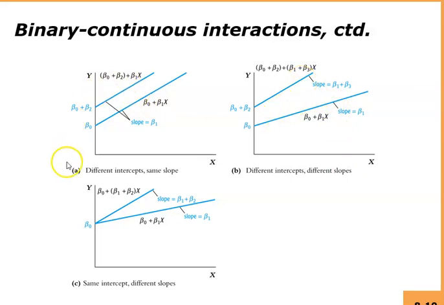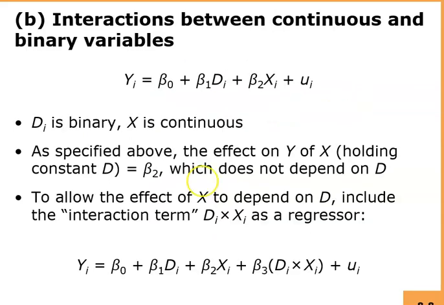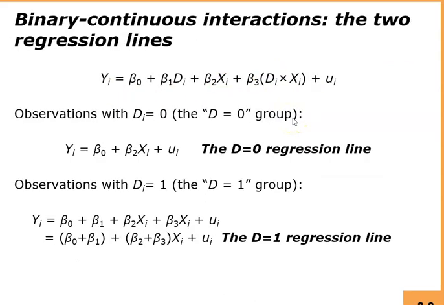So the question then arises, what is this first case where the intercepts are different but the slopes are the same? That will be for the scenario when you don't include an interaction term in the regression equation. So you will essentially have two different equations for when d takes the value 0 or 1, but in both of these equations only the intercept will be changed and the slope of x on y will not really change.